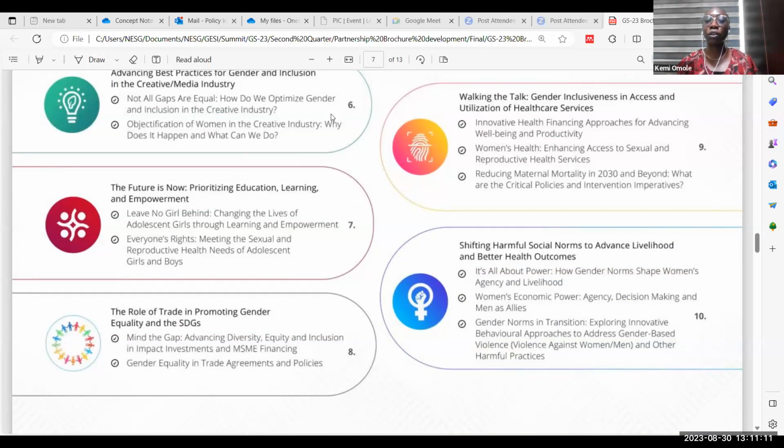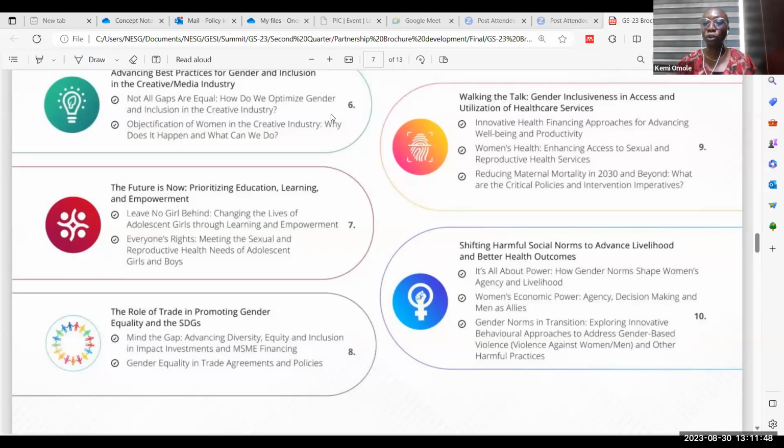So under this theme, we are going to have conversations on maternal health and reducing maternal mortality, health financing and sexual and reproductive health services. And another very, very interesting topic we're going to speak on is something on shifting harmful social norms to advance livelihood and better health outcomes. So for example, we're going to talk about men as allies. There's a sub-theme on power, how gender norms shape women's agency and livelihood.